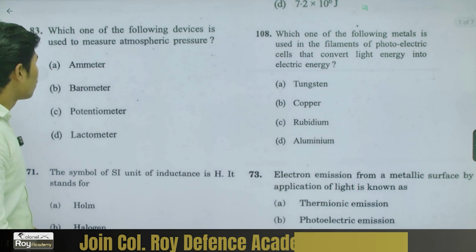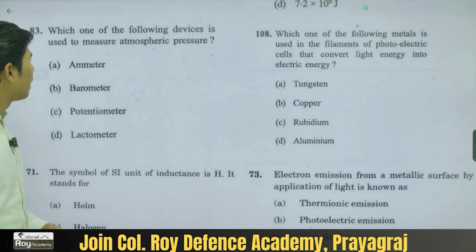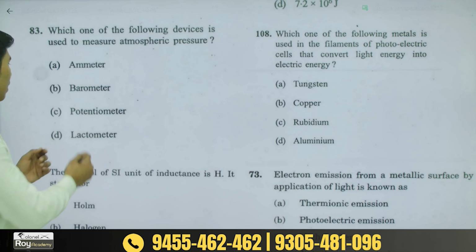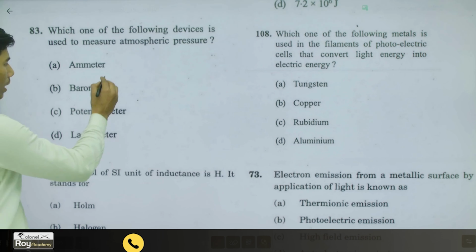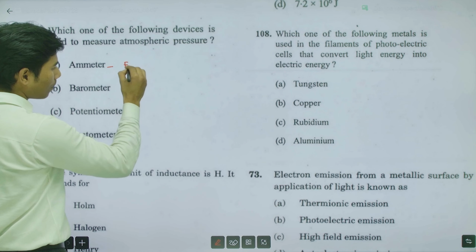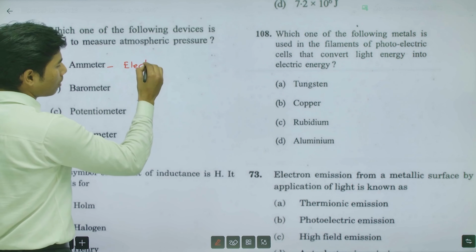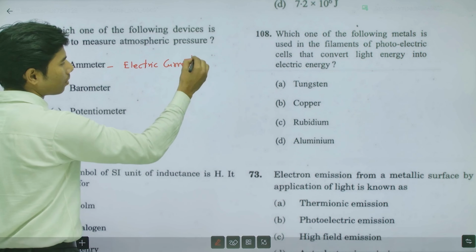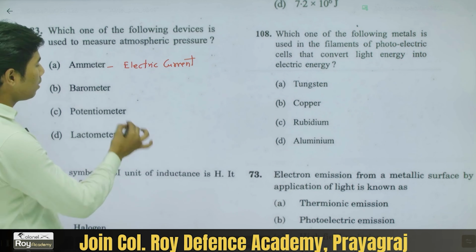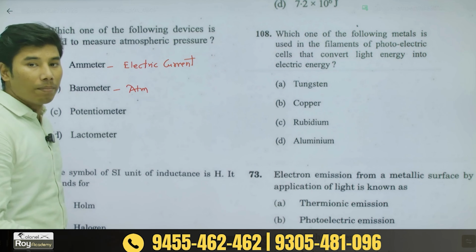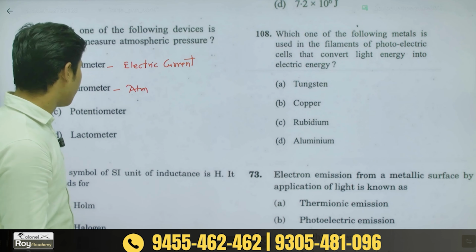So now the third question is, which one of the following devices is used to measure atmospheric pressure? As we know that an ammeter is used to measure electric current, and barometer, yes, barometer will be the right option because it measures the atmospheric pressure.